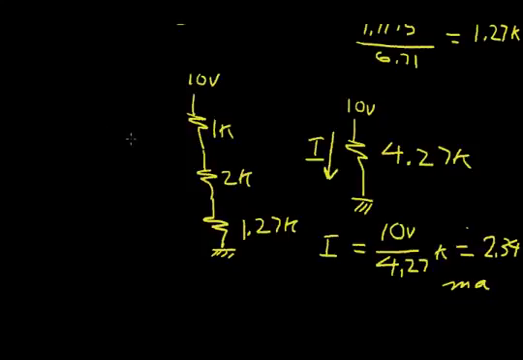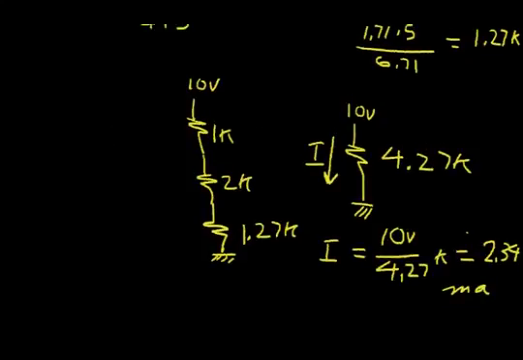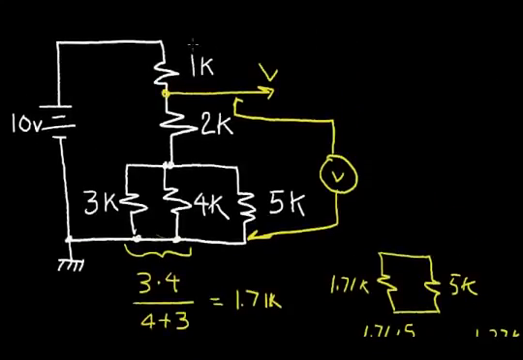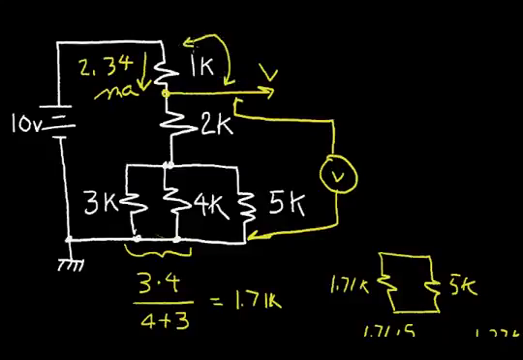Remember that anytime the circuit has volts and k ohms, your current comes out in milliamps. So let's go back up here. We calculated our current flowing here at 2.34 milliamps. So now we can calculate the voltage across this 1K ohm resistor.